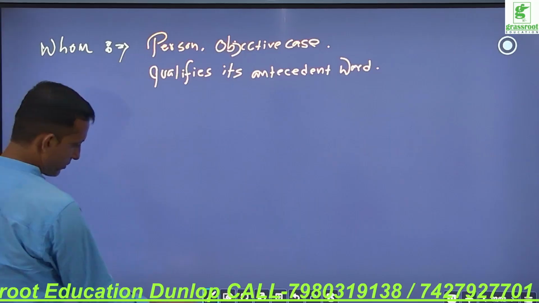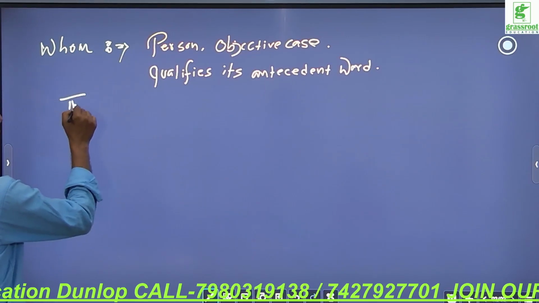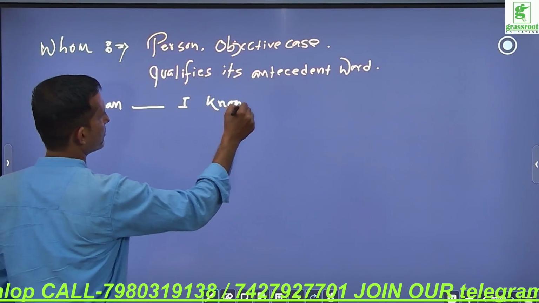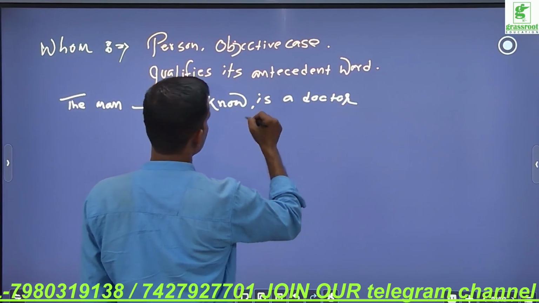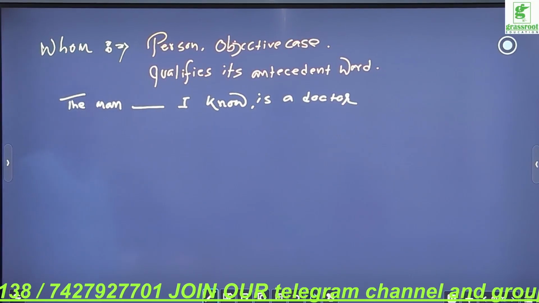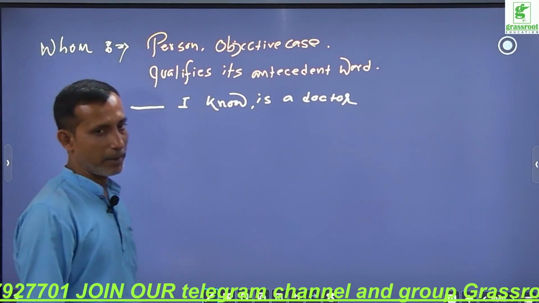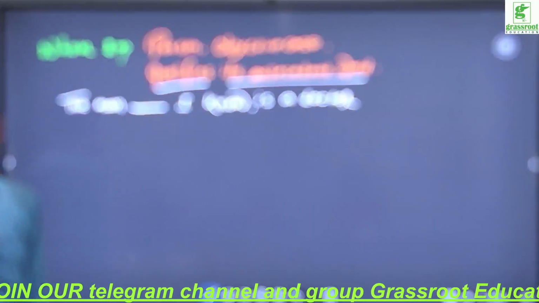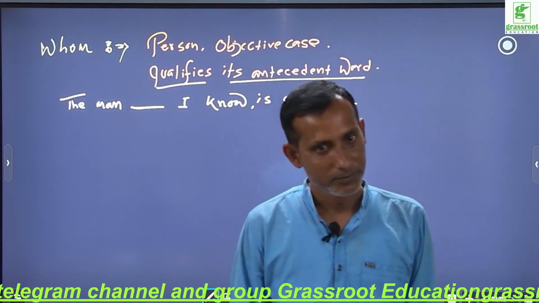The man, example. Yes, I know. Is a doctor. What should be? The man, yes, qualifies it as antecedent word. You know what is antecedent word? The noun that is used before relative pronoun is called antecedent word. Is it clear or not?